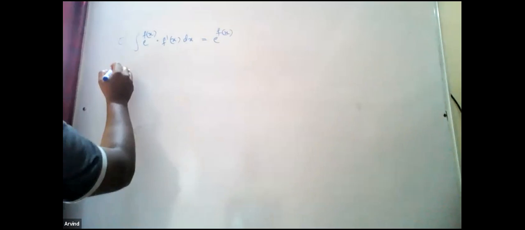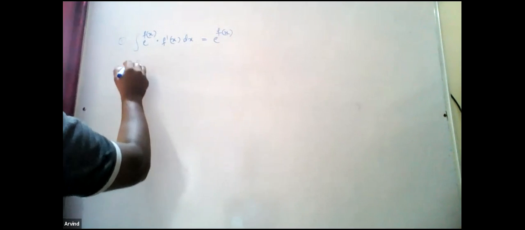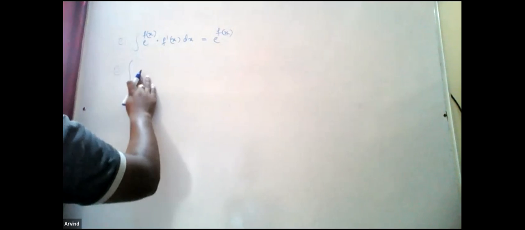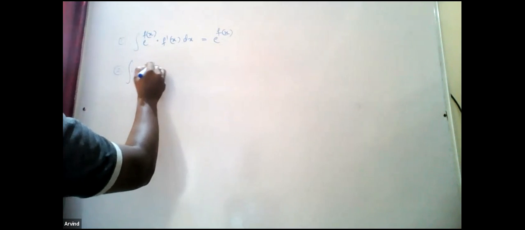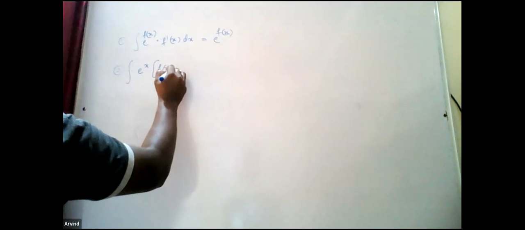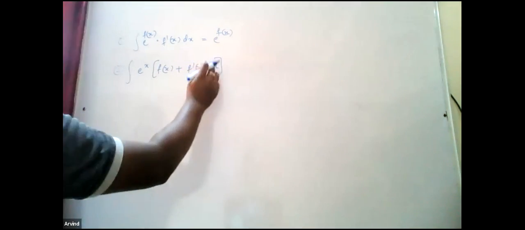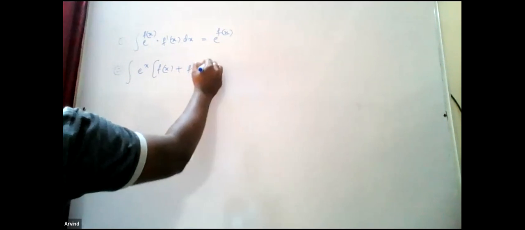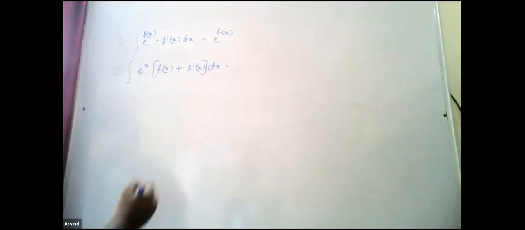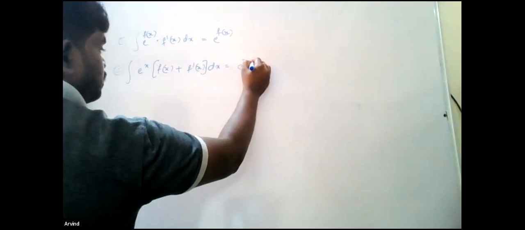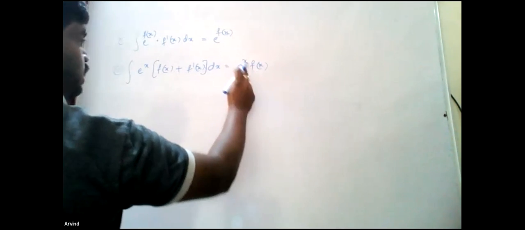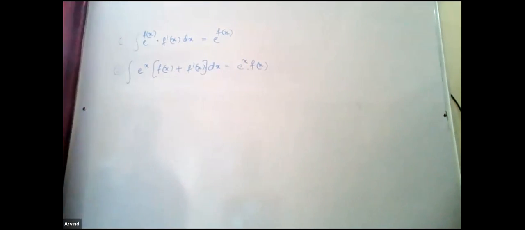Then if it is like this, integral of e power x into f of x plus f dash of x dx. If you have got like this, then it will be equal to e power x f of x.